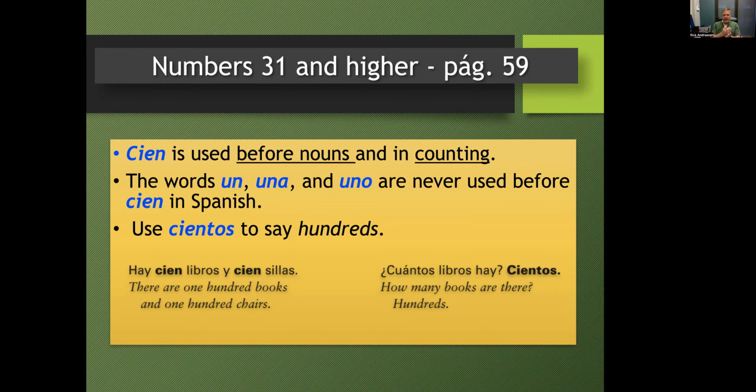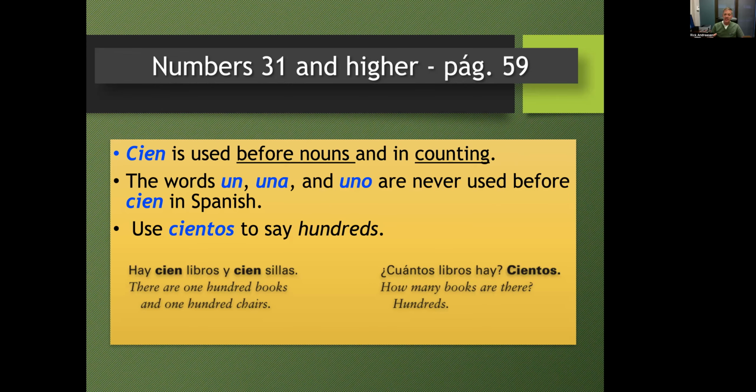So if you're going 99, 99, 99, 100, the number 100 when you're counting is cien. The words una, uno are never used before cien. So cien by itself means 100. You don't say un cien or un ciento. There's no one that goes in front of it. The number is just 100 as it is.